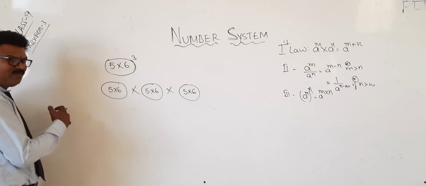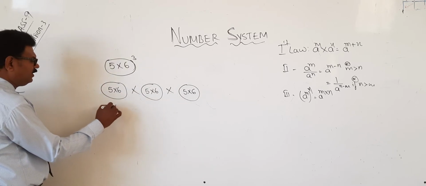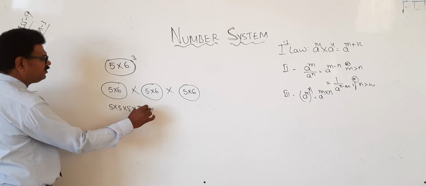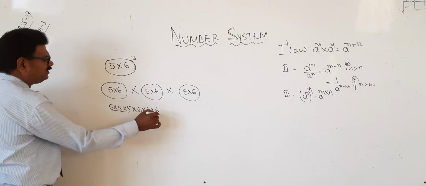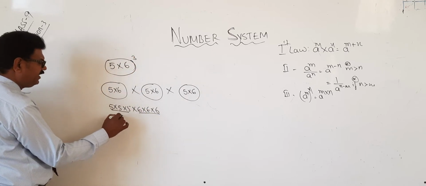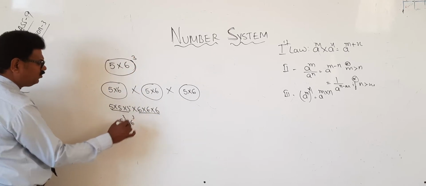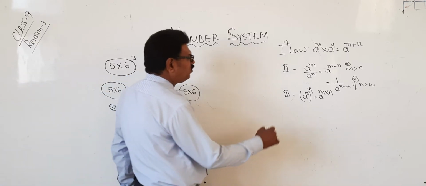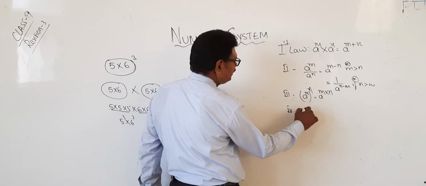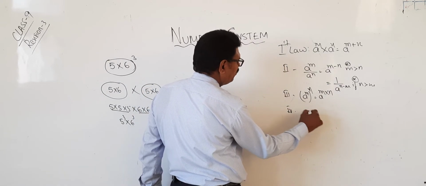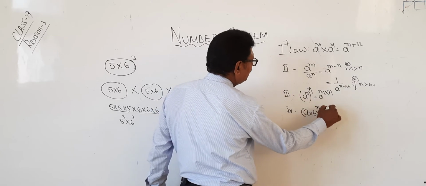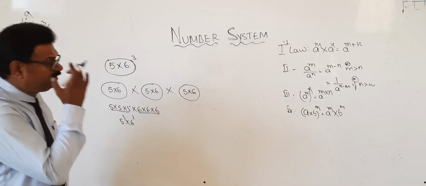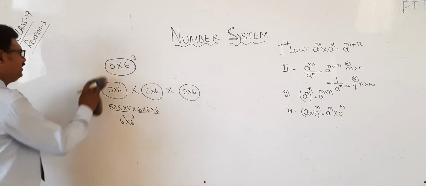Now, this 5 we can separate and 6 separate. How many 5s are there? 3 fives. How many 6s are there? 3 sixes. By the first law, 5 cube into 6 cube. Understood? Therefore, what can we write? Fourth law: (a into b) whole to the power of m equals a to the power of m into b to the power of m. This is the fourth one. Okay? Yes. Next.